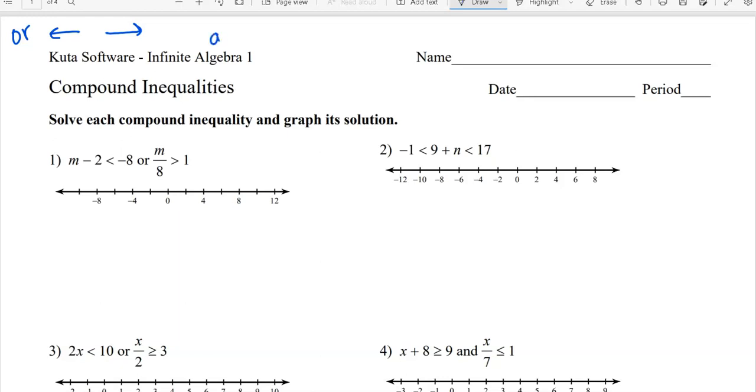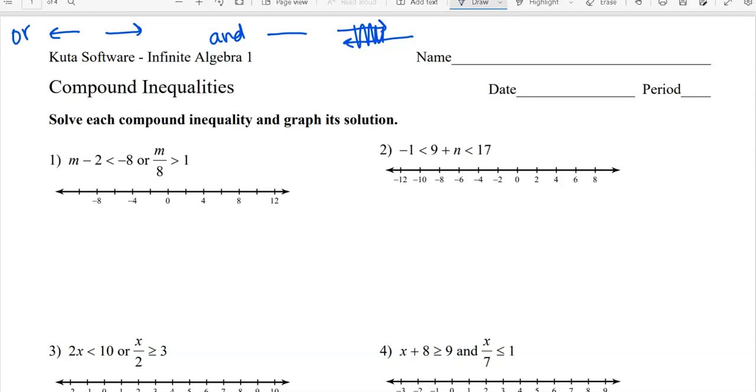If we have the word and, what are their inequalities going to do? They're going to intersect each other. They're going to overlap. There's just going to be one segment in between them. Because they overlap each other at some point, that part where they overlap is the part that we graph. So ands have overlaps. Ors go opposite directions. Or and opposite have O's, if that helps at all.